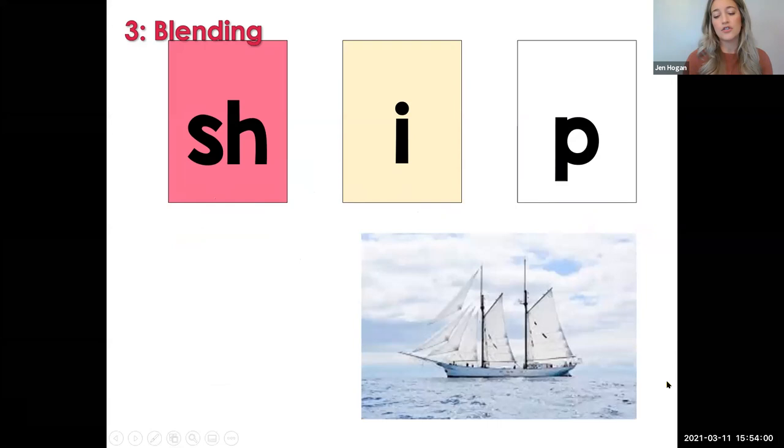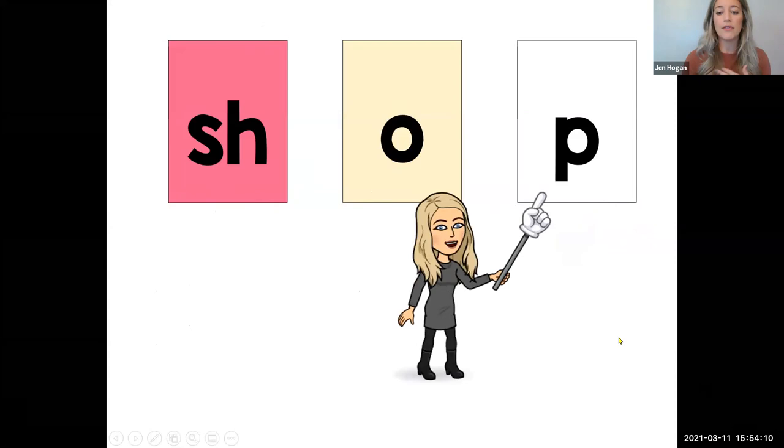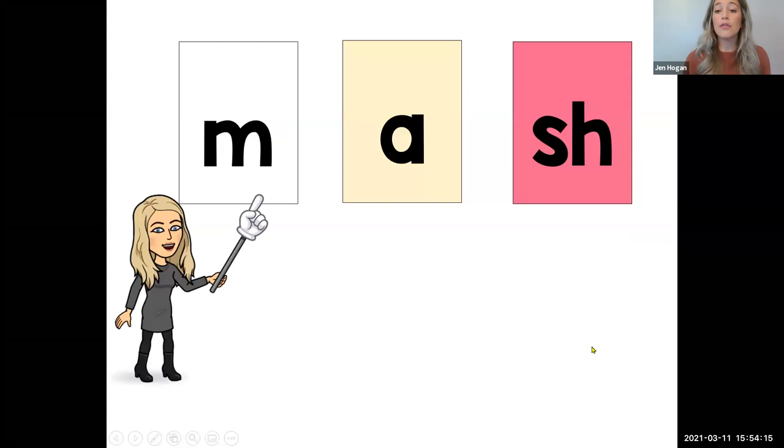I've used real photos just to give them something to connect to. I've changed one sound here, again, to give them some practice. And then also changing around where in the word that target phonics pattern is, if appropriate, just so they have the opportunity to practice this sound moving into different places.